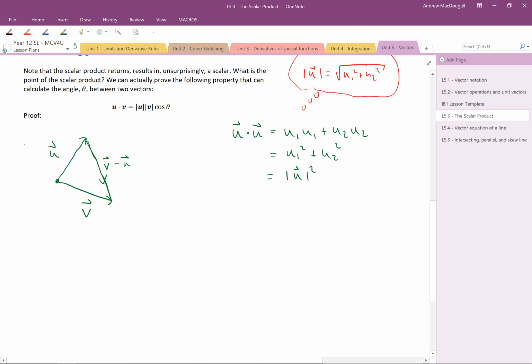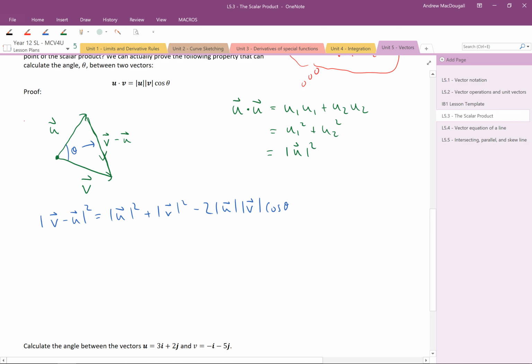Okay, so what does that have to do with anything? Well, let's look at the angle between vectors u and v. Using the cosine law, I know the length of the side opposite, so the length of v minus u squared is equal to, that's like the c squared in our cosine law, u squared, that's like a, plus v squared, which is like b, minus 2ab cos theta. That is the cosine law on this triangle.